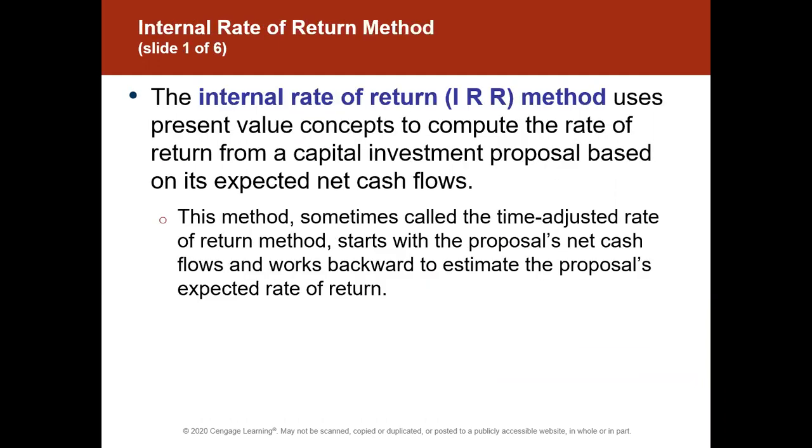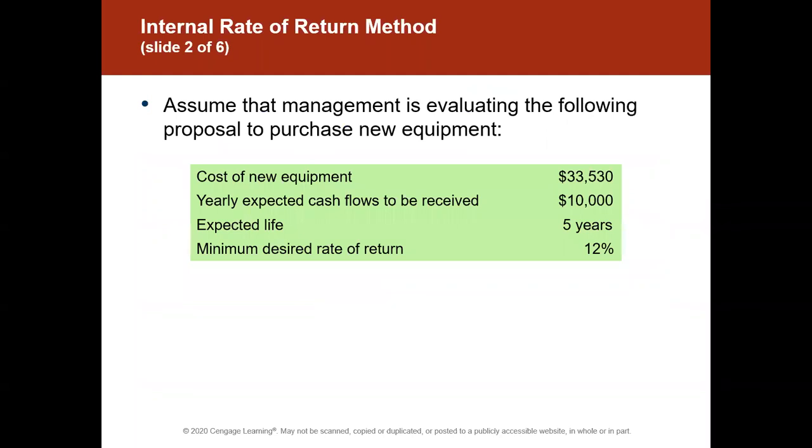All right, the fourth and final type of way we analyze capital purchase decisions is called the internal rate of return method. This is another one that uses present value concepts. Excel has a function, equals IRR, for internal rate of return, and I'll show you some of these when we do the guided problem. It says, assume the management is evaluating the following proposal to purchase new equipment. There's the cost, the yearly expected cash flows, the expected life, and the minimum desired rate of return.